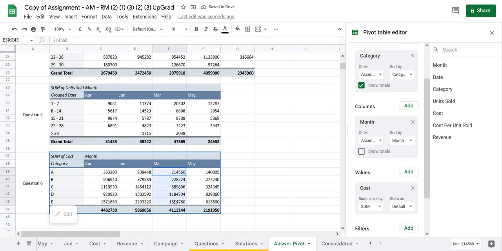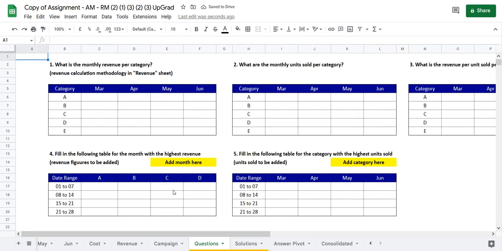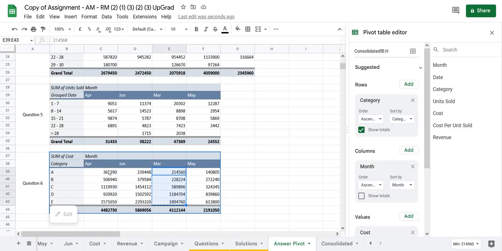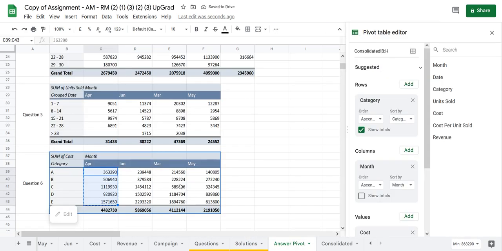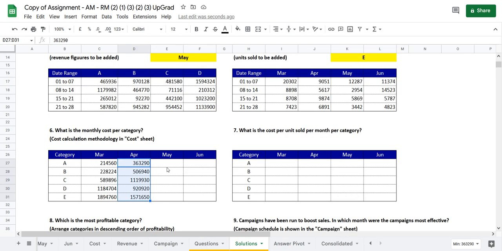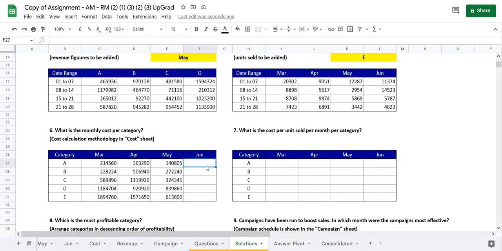So for March, these 5 values. For April, these 5 values. For May, these 5 values, and for June, these 5 values. Okay, now 6 questions are done.